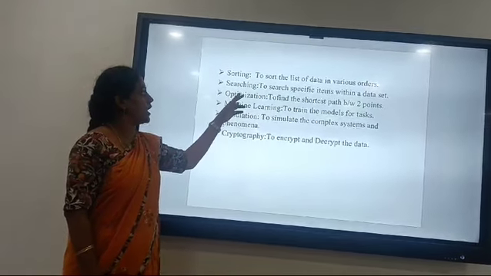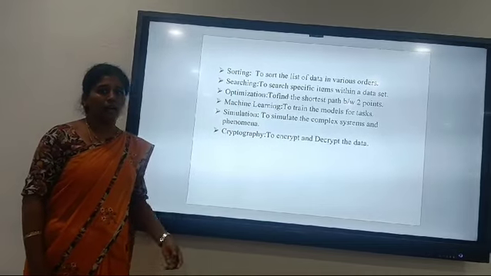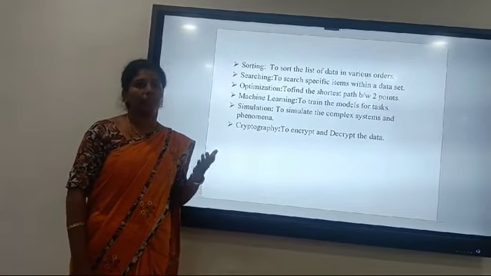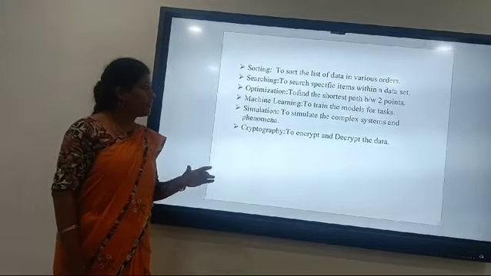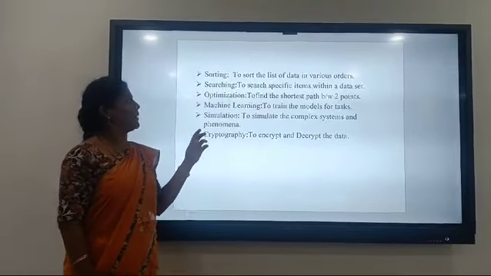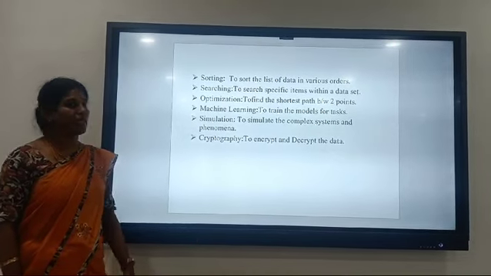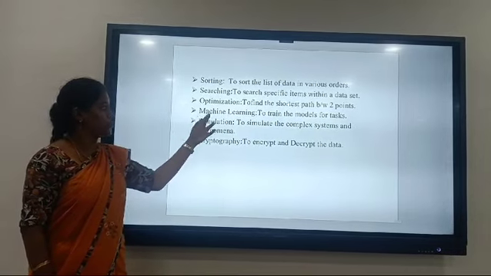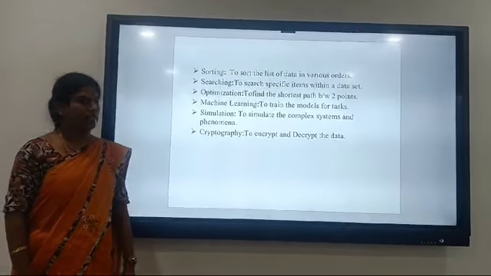Next, coming to searching. Algorithms use searching to find a specific item within a data set. For example, if it is the third element or fourth element, it specifies the particular item, and then it searches for that element only. Coming to optimization, algorithms use optimization to find the shortest path between two points. And coming to machine learning, algorithms use machine learning to train models for different tasks.